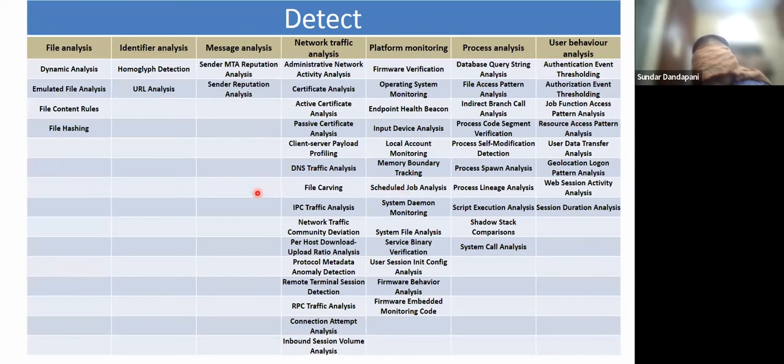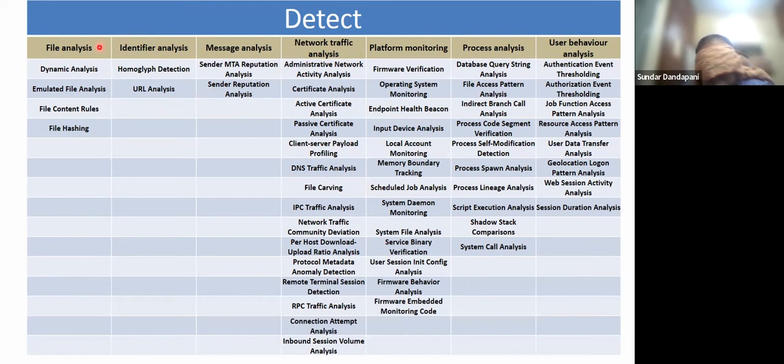Here it is. This is like the Great Wall, people say. So many, so long. Please choose a process, and you can use the chat box. We will give it to him so that he can recollect. Yes, please. Okay, I have a question here. Shadow stack comparison. It comes in the defend framework under detect, and under process analysis. Great. Certificate analysis is under detect, network traffic analysis. Great. File content rules comes under detect, file analysis.